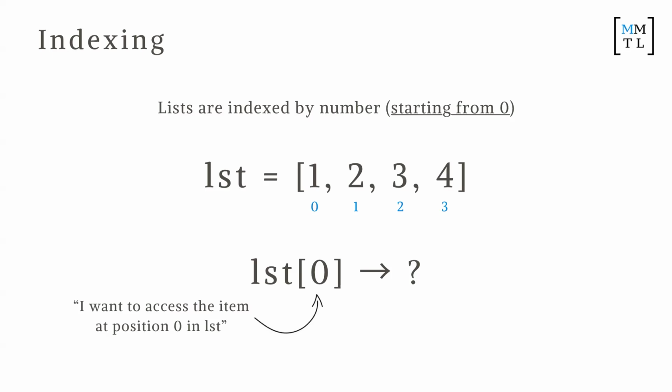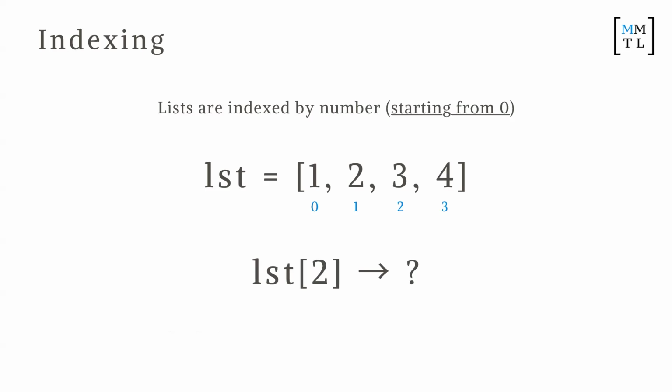So can anyone guess what list 0 would return? Yeah, 1, perfect, exactly. So list 0 in this case says I want to access the item at position 0 in list. Okay, so in this case it'll be 1. What about list 1? 2, perfect. List 2? 3, perfect. List 4?